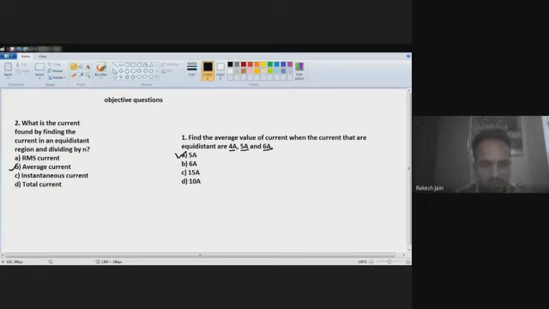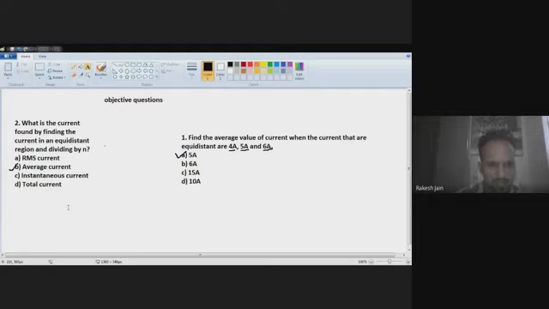Now if someone asks you what is the meaning of RMS, as I gave you a question in today's VTU test, what stands for RMS? RMS is root mean squared.